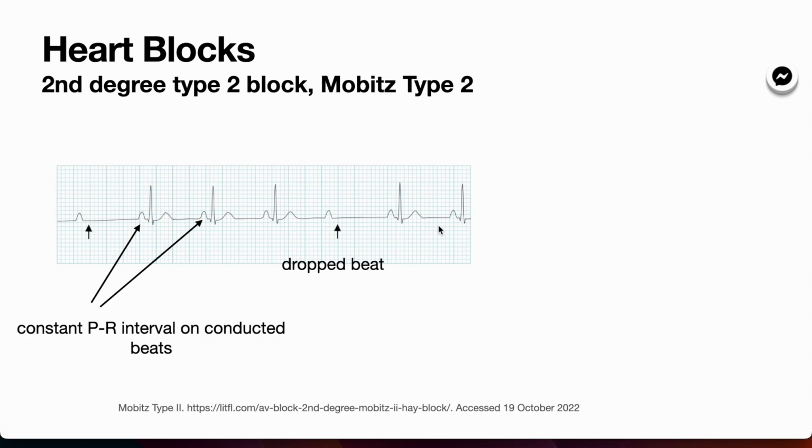Now this is a lot more dangerous situation compared to Mobitz type 1, because in Mobitz type 2 you can see constant P waves that are conducted through a QRS, but there's a dropped beat, and you can never be sure that there will be a QRS after the next P wave. If that occurs, then the second degree heart block can progress to what we call a third degree heart block.